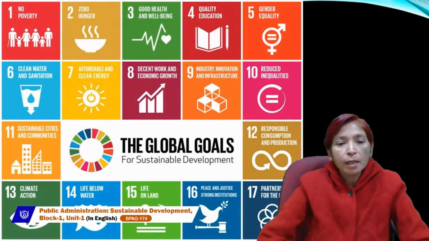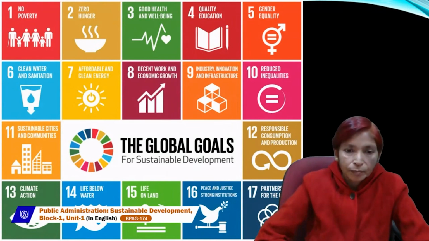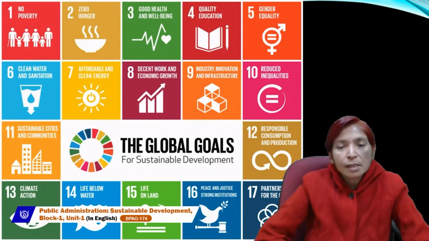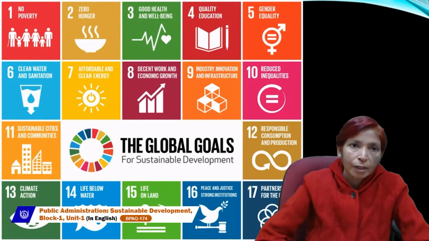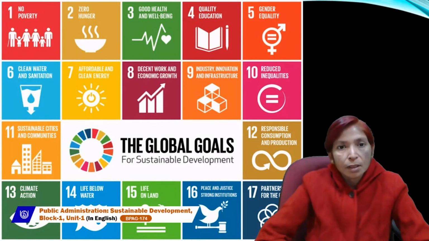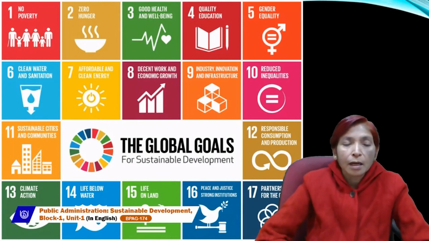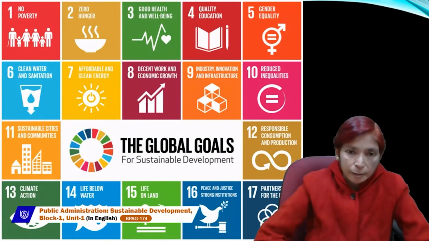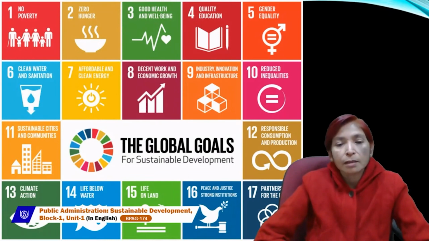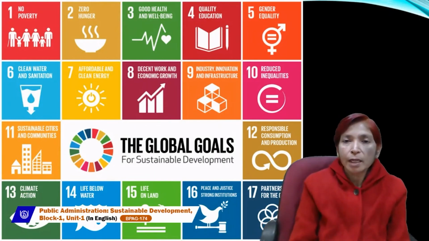Next is the global goals for sustainable development. In short form, we can say SDG. Here 17 goals are fixed globally for the achievement of sustainable development. If each and every country is able to achieve these 17 targets, then that country will be called as achieving sustainable development. And what are these targets? These 17 goals, fixed at the global level for the achievement of sustainable development, are as follows.